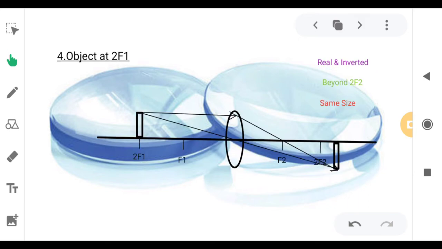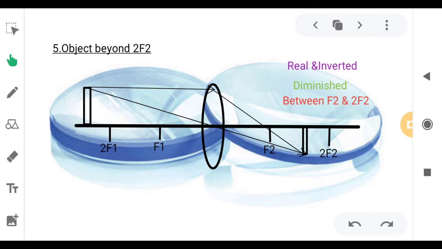Next is object at 2f1. If the object is placed at 2f1, the image will be formed at 2f2, and it will be the same size as the object, real and inverted.